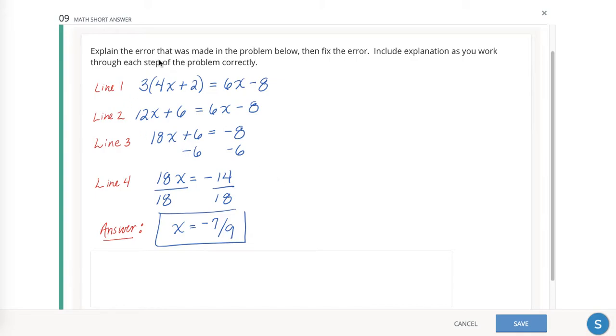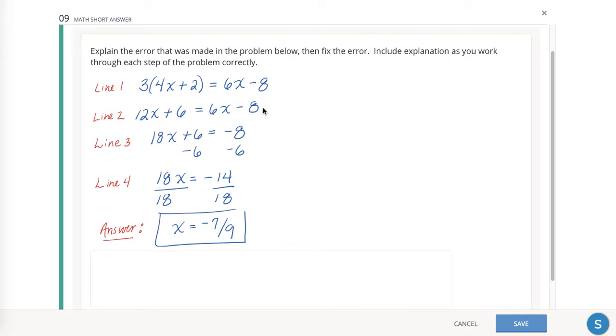So first of all, this is an example of a problem that you might see on an assessment. It says, explain the error that was made in the problem below, then fix the error. Include explanation as you work through each step of the problem correctly. So the first thing we need to do is identify where the error is.